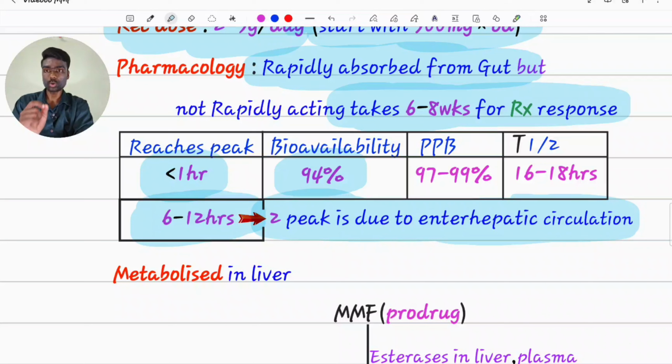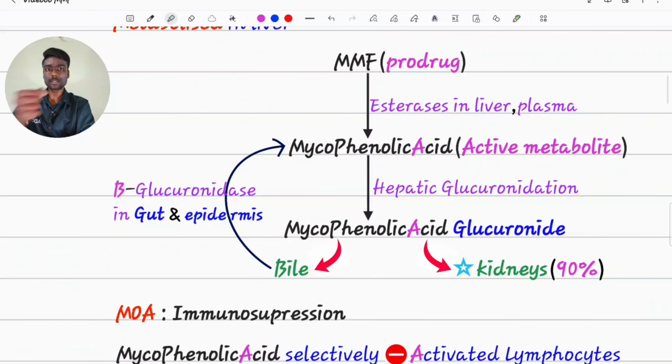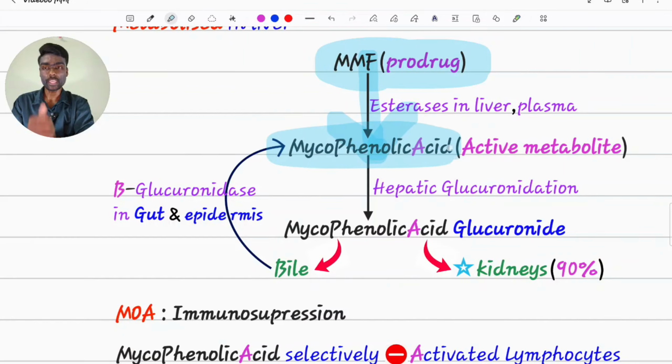94% is bioavailable, 97 to 99% is protein bound, that is, it is highly bound to the protein albumin. Whichever drug also influences the albumin can influence our mycophenolate mofetil. T-half is 16 to 18 hours, metabolized in liver. First, this pro-drug mycophenolate mofetil, MMF, gets converted to mycophenolic acid. A for acid, A for active metabolite.